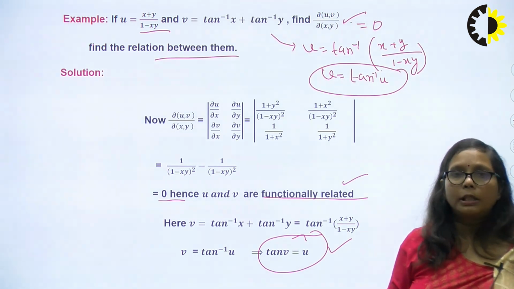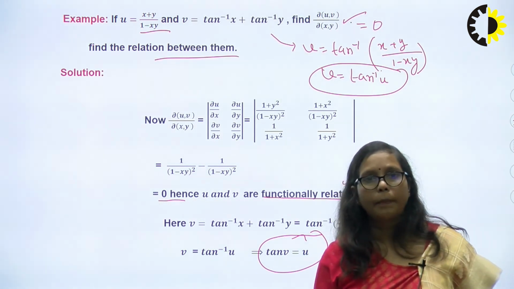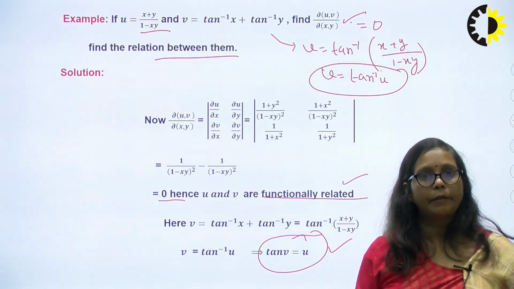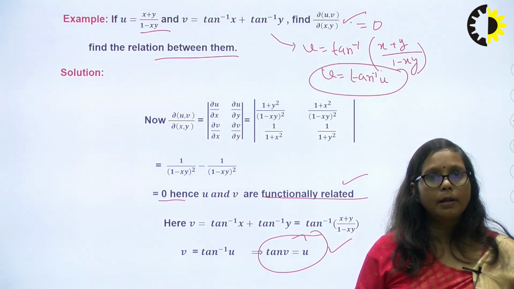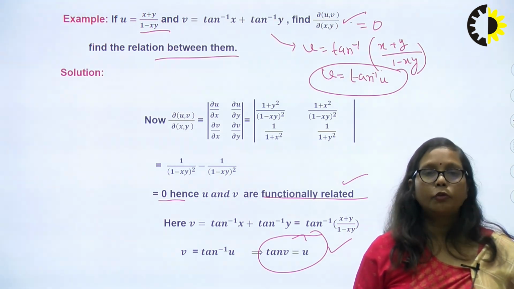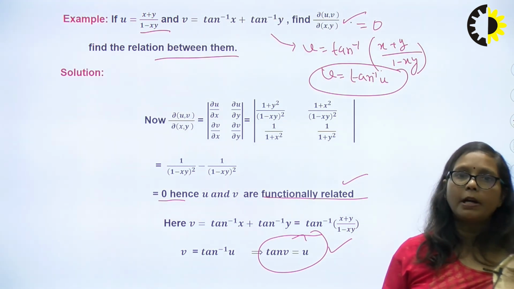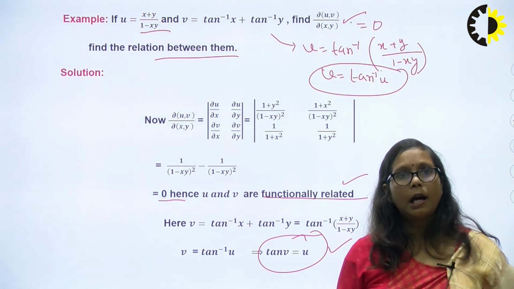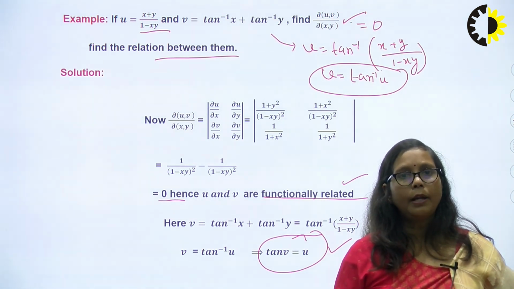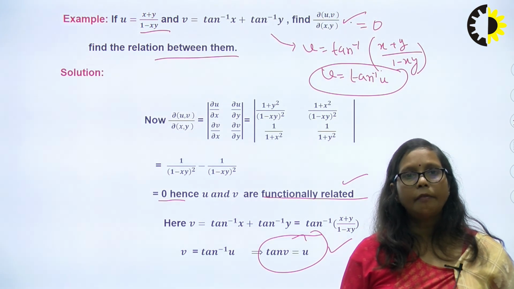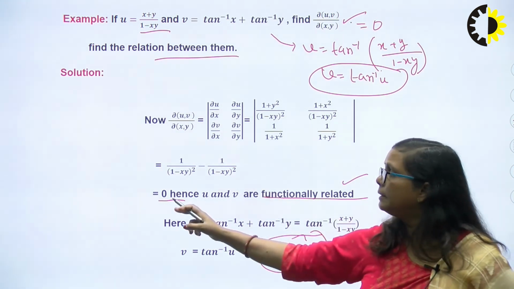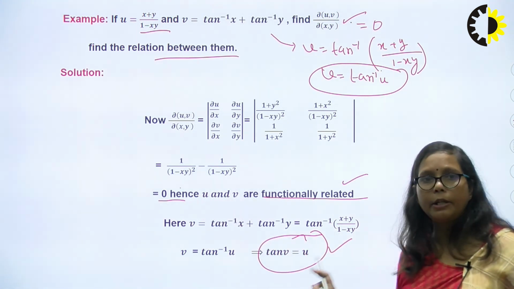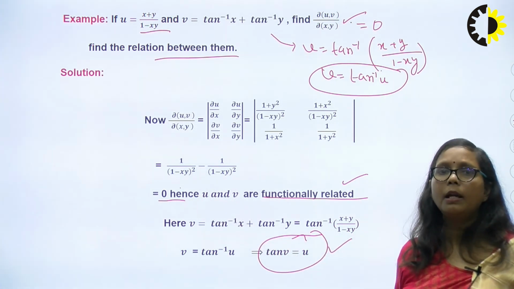Clear? So this is the lecture for the topic Jacobian. Here we have discussed the definition of Jacobian and two important properties. One topic is to find the Jacobian of implicit functions, and the other is how you find that u and v, the two dependent variables, are functionally related with each other by finding that the Jacobian is 0, and after that we need to find the relation between u and v.